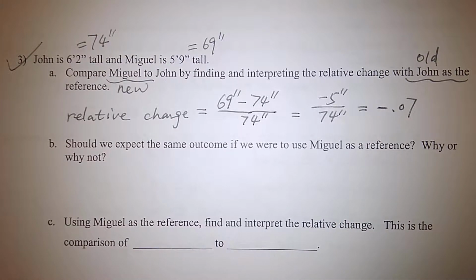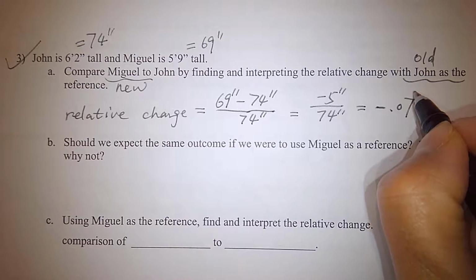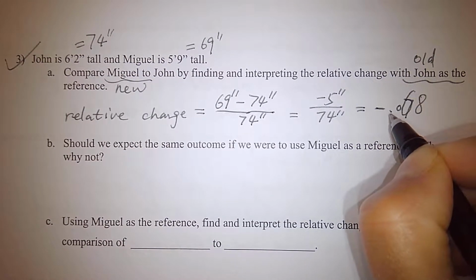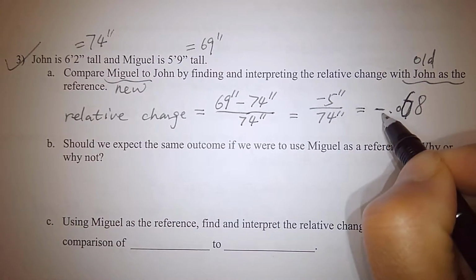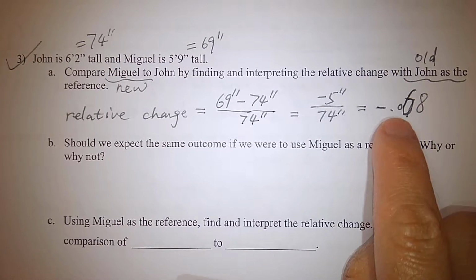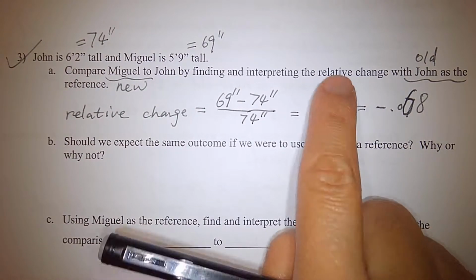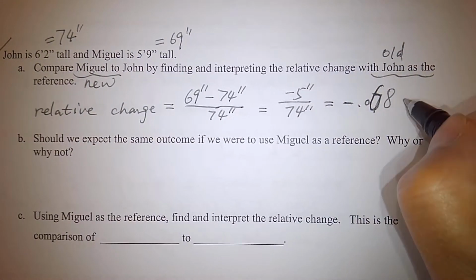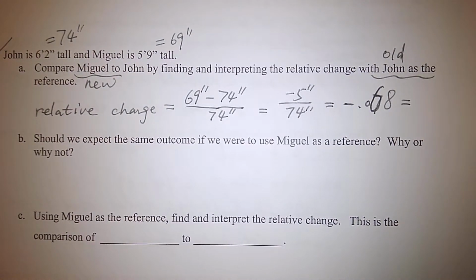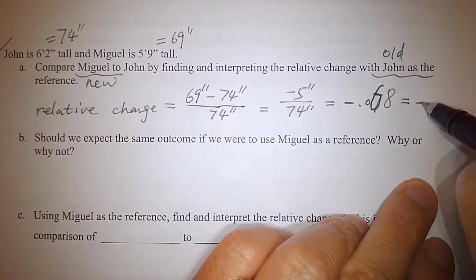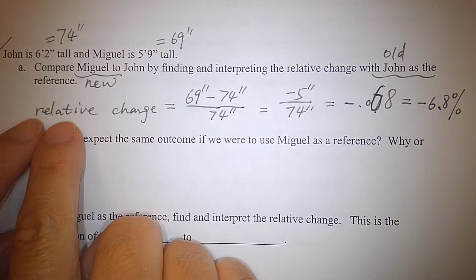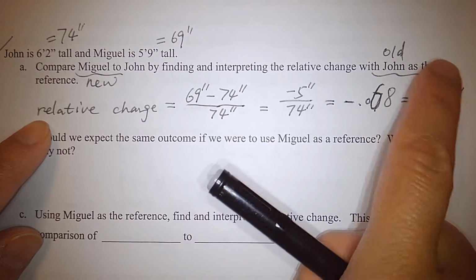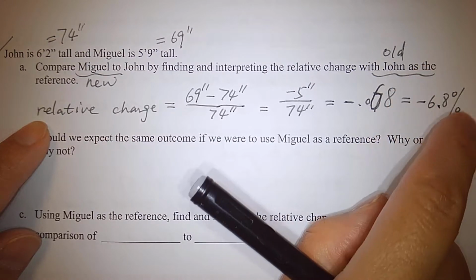If you do 0.07, I'll consider you right, because the question doesn't specify rounding. So it's -0.068. This is a decimal number because the units all cancelled out. Let me ask you, what is this decimal number in percentage? -6.8 percent, right? You see, relative change gives us a percentage change, and we get a negative percent.